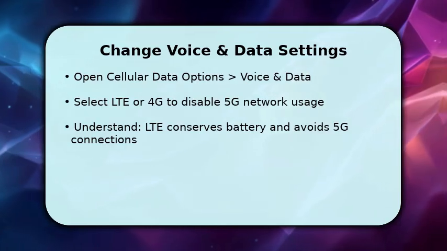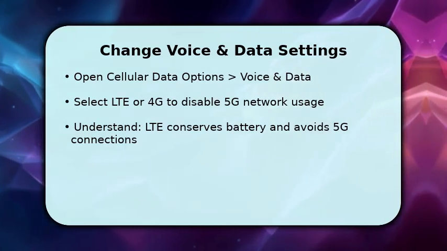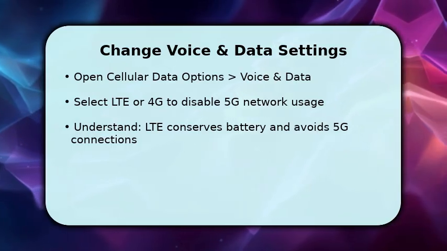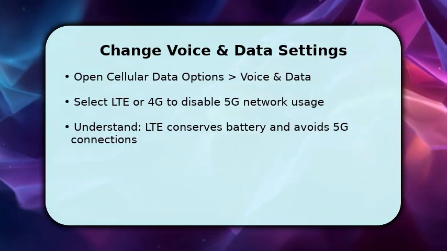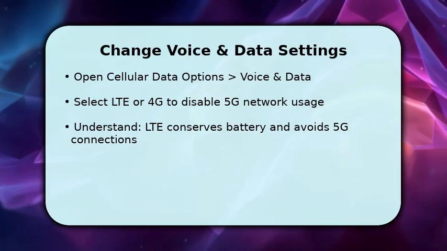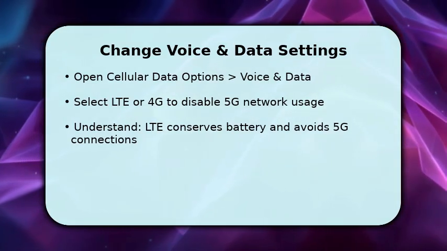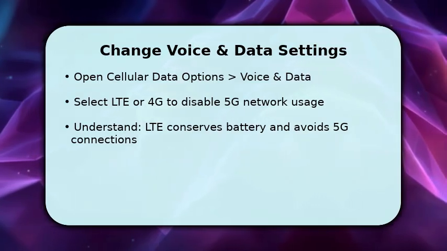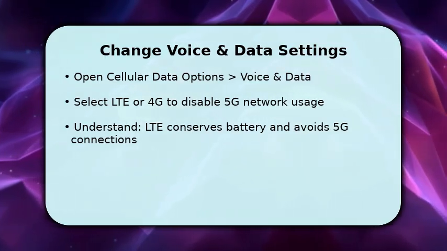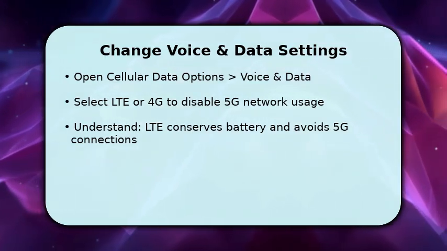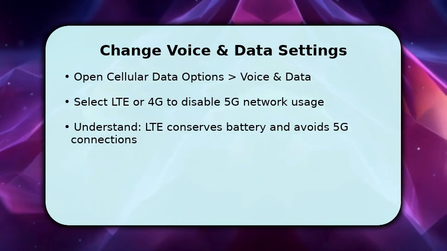Select LTE or 4G to disable 5G entirely. Choosing LTE forces the phone onto 4G networks, which reduces battery drain and prevents automatic 5G handoffs. Make sure to confirm the change. There is usually no extra save button. If you need occasional 5G, pick 5G auto. Otherwise, LTE keeps you off 5G consistently.